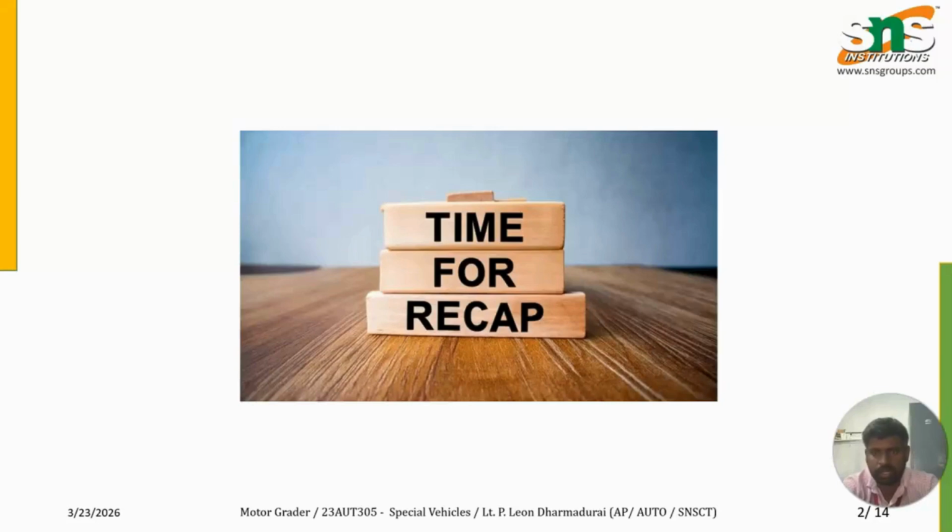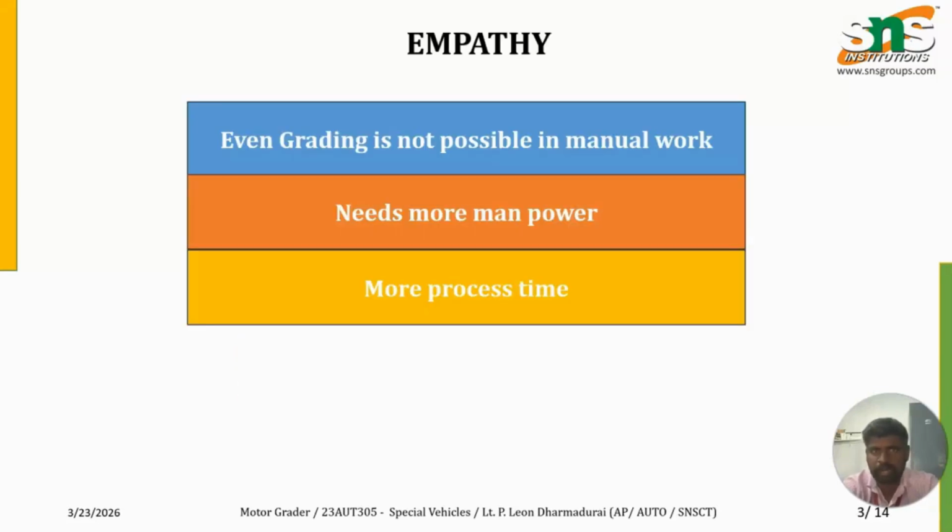We are going to discuss this topic in a design thinking based manner. First we will see the empathy part. Even grading is not possible during road construction through the manual process, because even though manpower is used, even grading will not be attained. Attaining even grading is a difficult process, we need more manpower for grading before constructing the road, and it also consumes more process time.